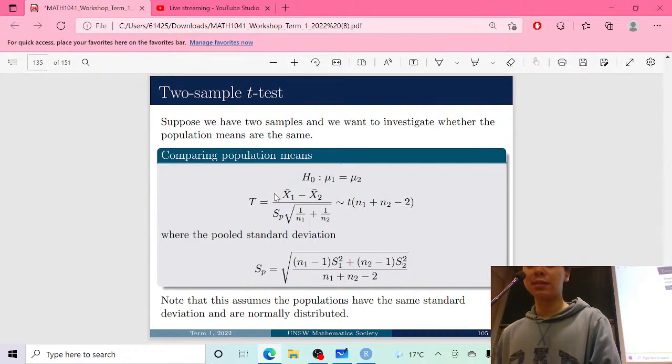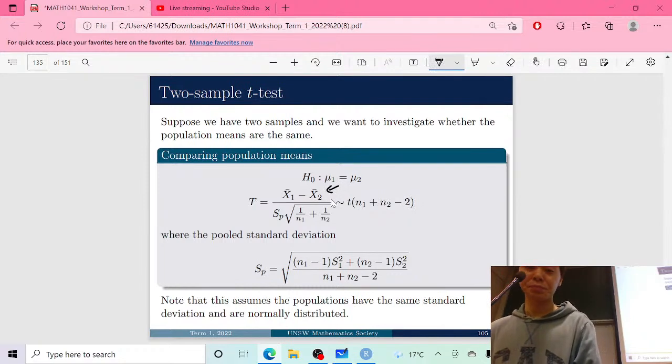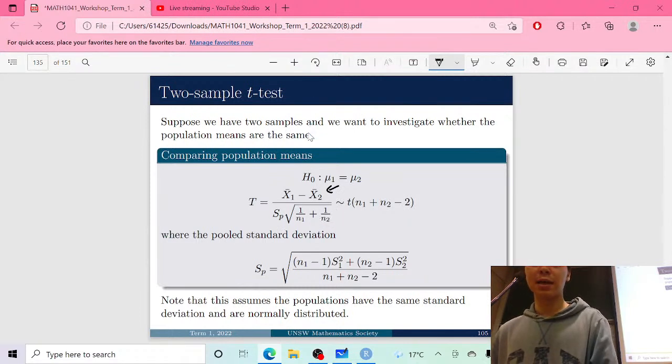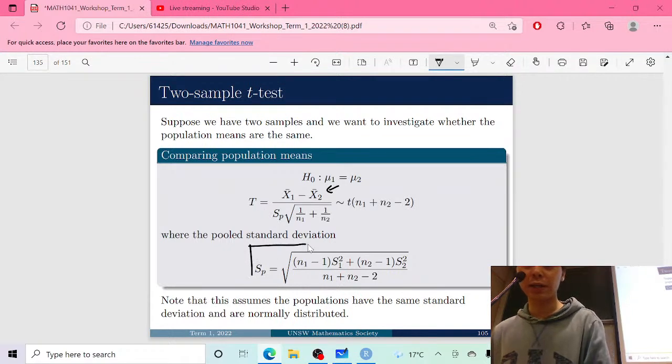For the test statistic, because we want to figure out whether the population means are the same, we want to look at the difference between the two, and then we're going to be looking at a pooled standard deviation. Basically, we want to take some proportion of the first sample, and then some proportion of the second sample. And it's going to be given by this really nasty formula here.